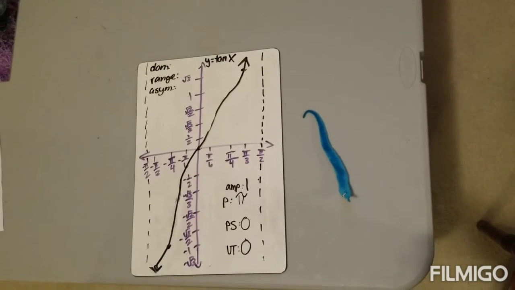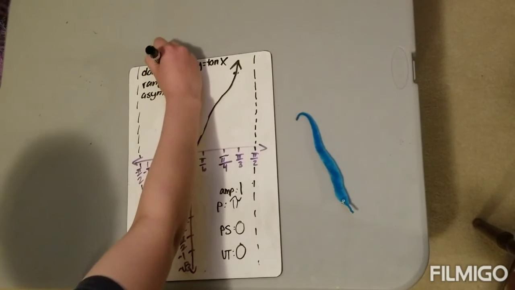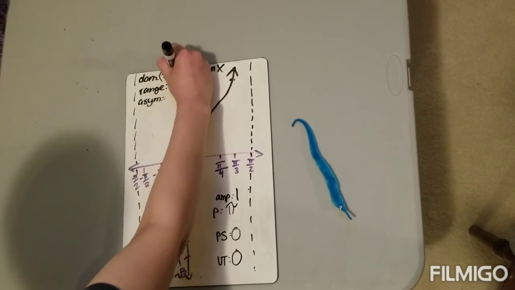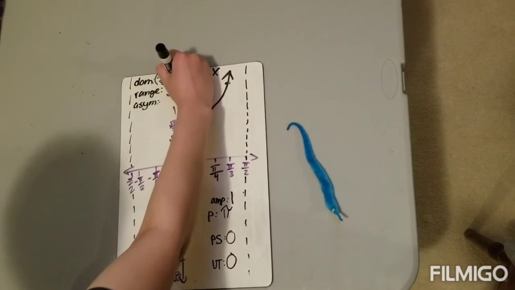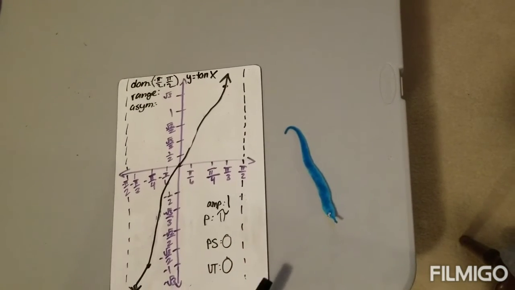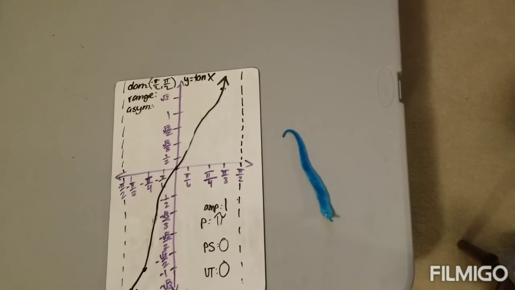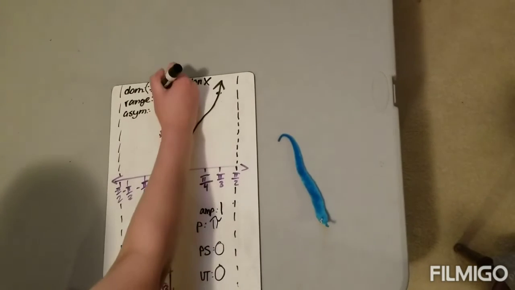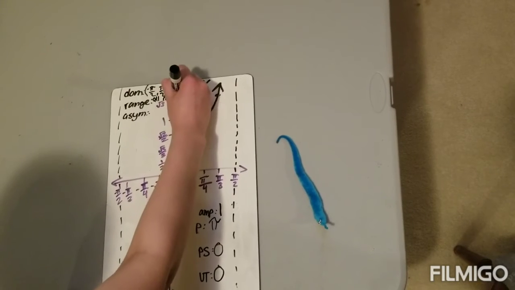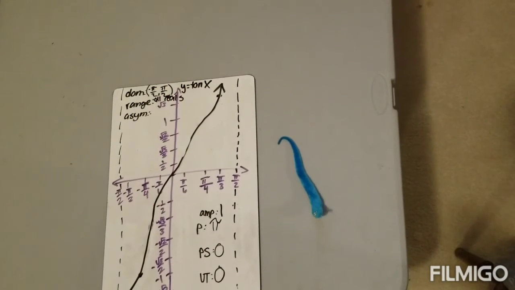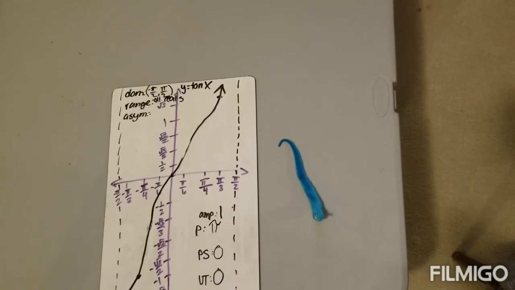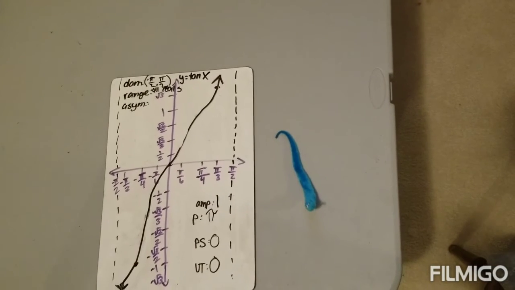The domain of this graph is going to go from -pi/2 to +pi/2 because the graph is never going to touch the two asymptotes. The range is going to be all real, so it's going to continue in both directions forever. And the asymptotes are going to equal -pi/2 and +pi/2. These are the points where the graph never touches.